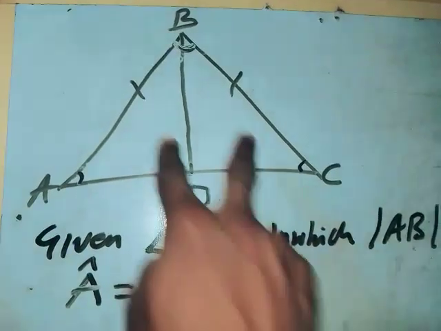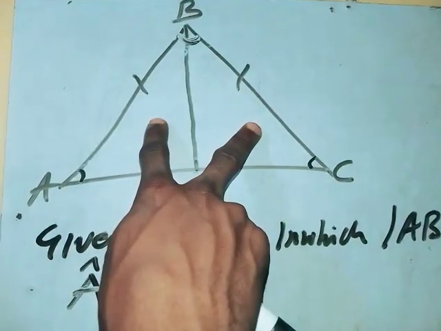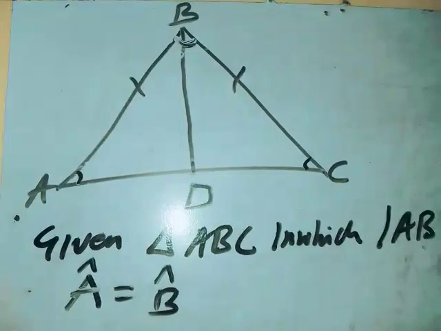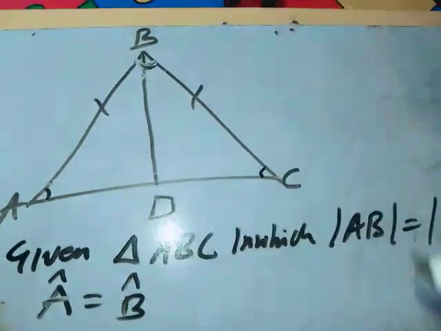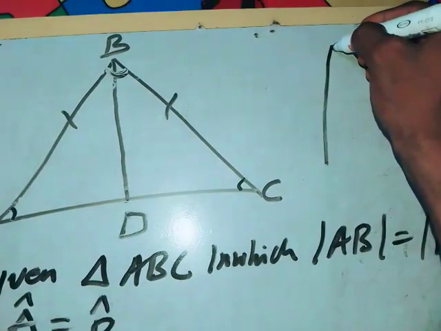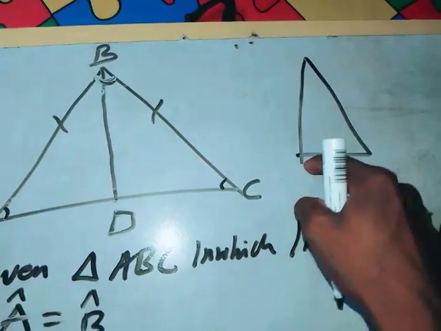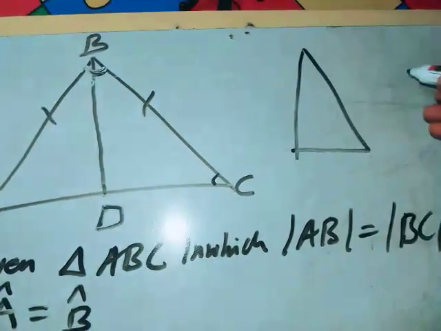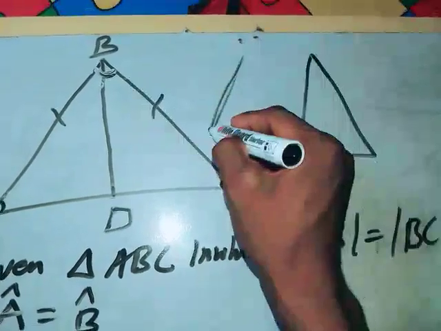Now you can choose to draw this triangle. If you divide this triangle and you draw it separately, you are going to have something like this. You are going to have that. You have something like this, right? You also have something like this.